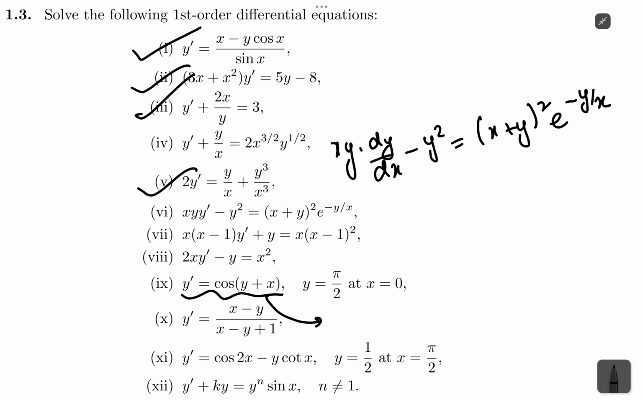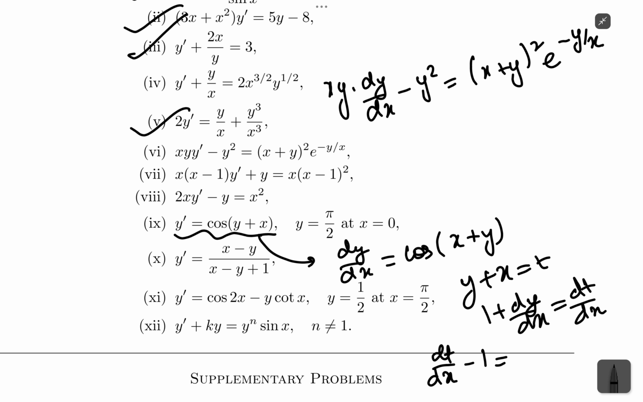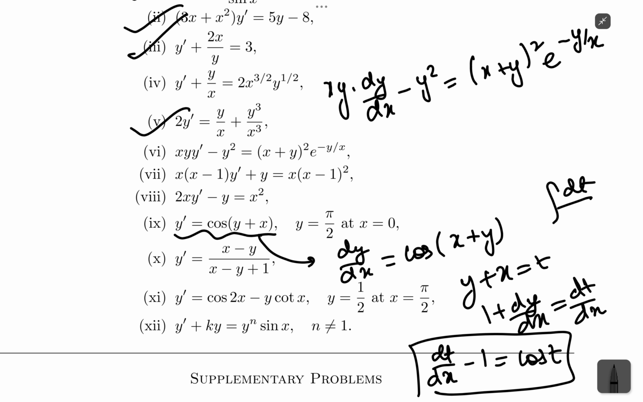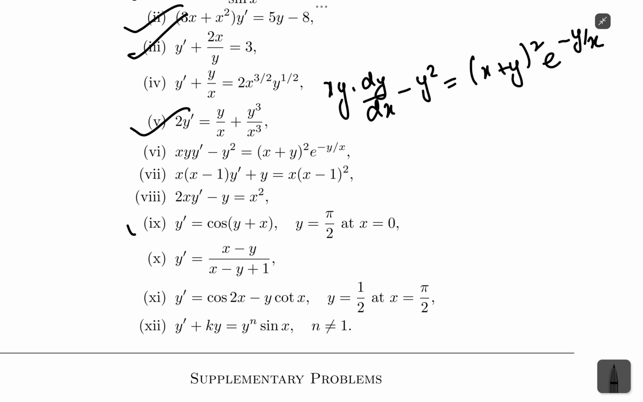Okay, what about this one? dy by dx is equal to cos (x plus y). Well, for this I think we should put y plus x is equal to t, because this would yield dt by dx minus 1 would be cos t, and then I can just integrate dt by (1 plus cos t) is equal to x plus c, right? Okay, so this one is also solved.